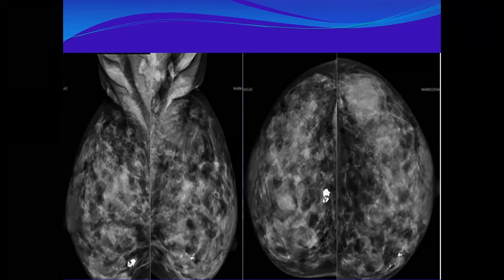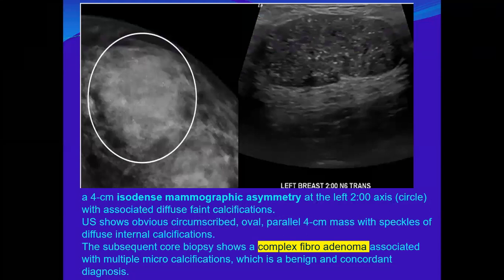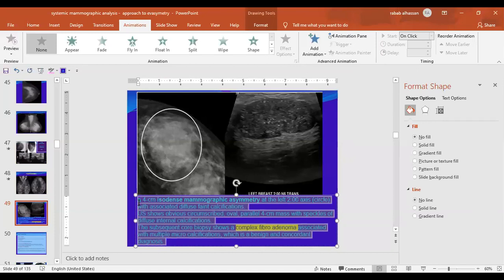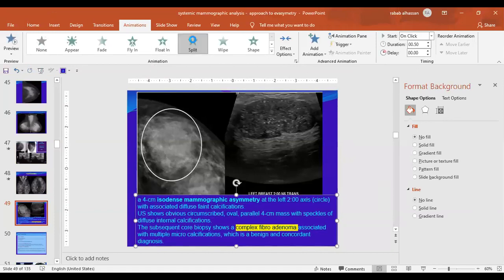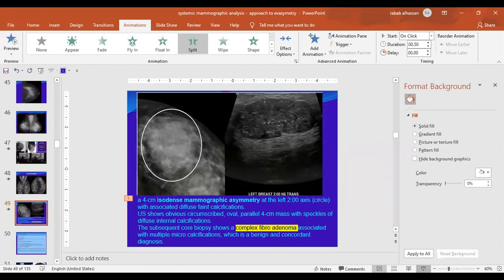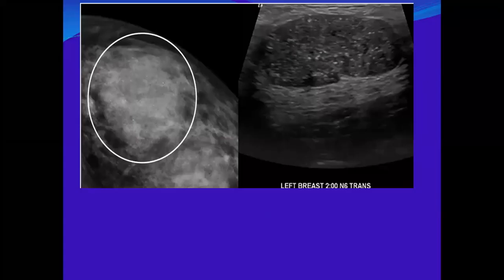The next is compression view. Okay, spot compression view. Yes, it was there, that is the one, but faintly seen. That is why it was reported as focal asymmetry. Okay, that is the spot. So on compression view, it reveals a mass with ill-defined margins.